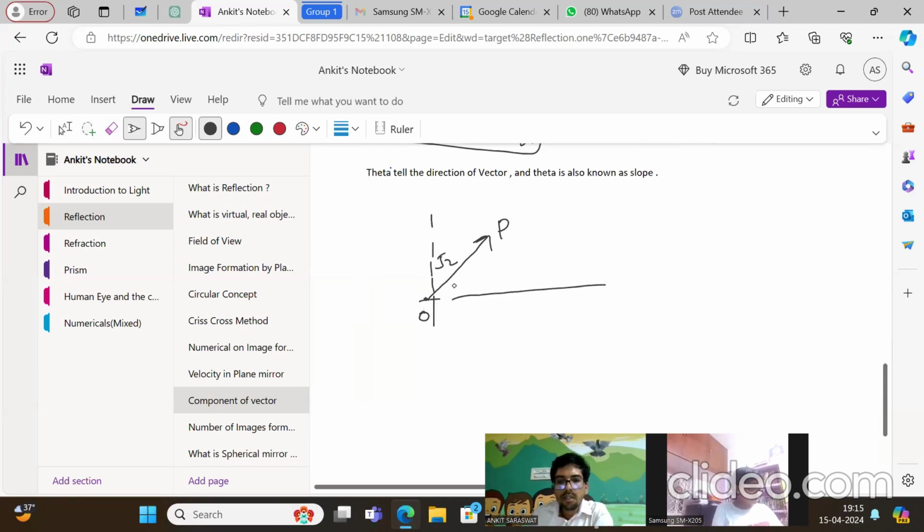This vector is at 45 degrees with the x-axis. Can you tell me what is the horizontal component and vertical component of this vector? Yes, sir. Tell me, if they are asking for the horizontal component, what is that?